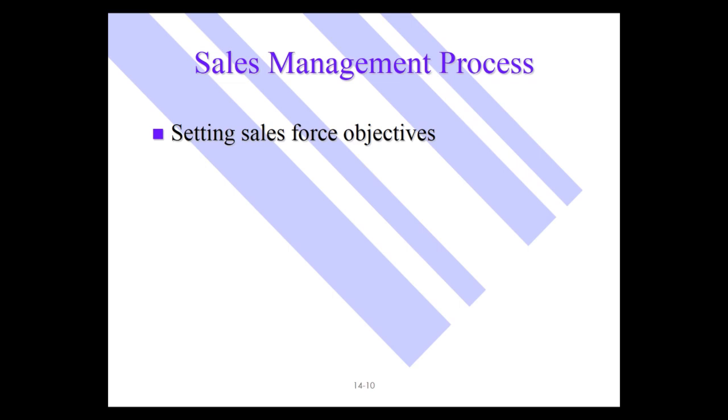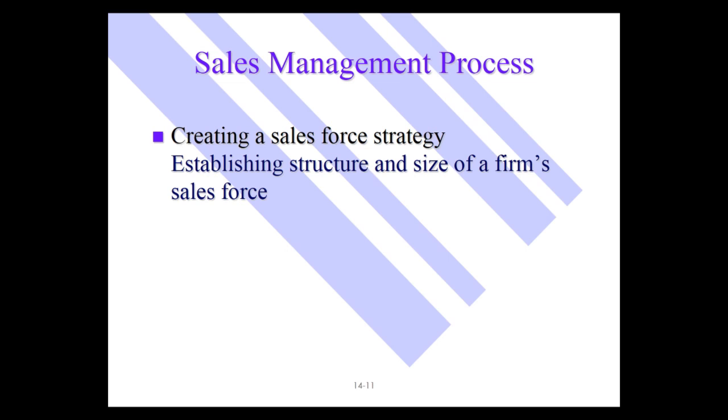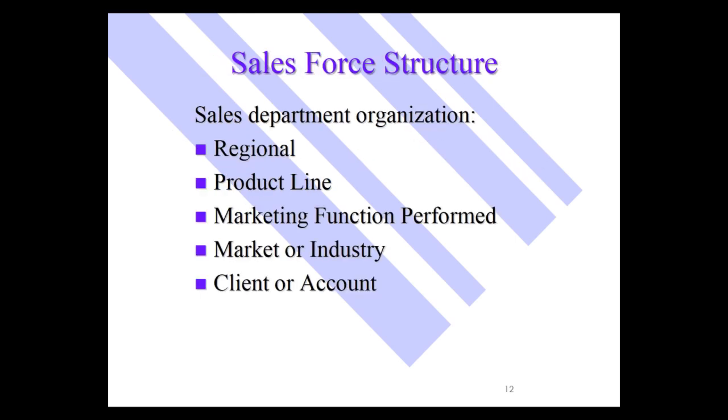Okay, next step in the sales management process, creating the Salesforce strategy, the structure and size of the firm's Salesforce. This generally won't change year to year, but minor little tweaks are often made to it. The most common methods of sales department organization are geographic, so regional orientation, or by product line. This sales group is in charge of product line A, this sales group is in charge of product line B, and so on. The specific marketing function that's performed.